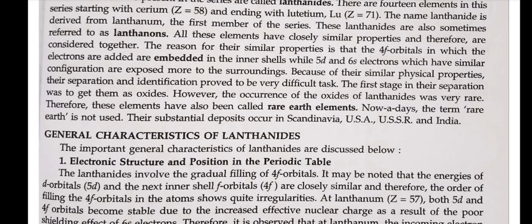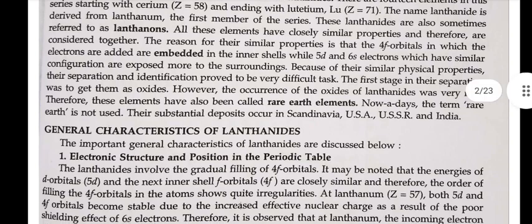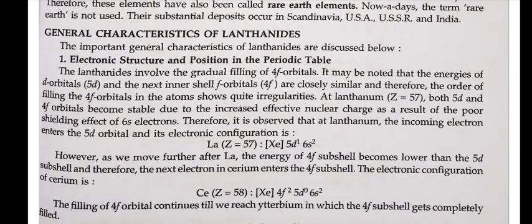Their deposits occur in Scandinavia, USA, USSR, and India. General characteristics. The important general characteristics of lanthanides are discussed below. Electronic structure and position in the periodic table.